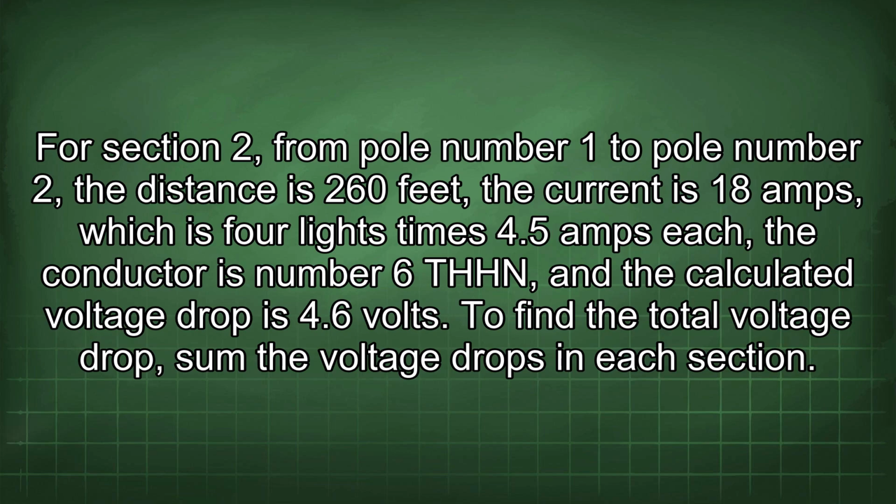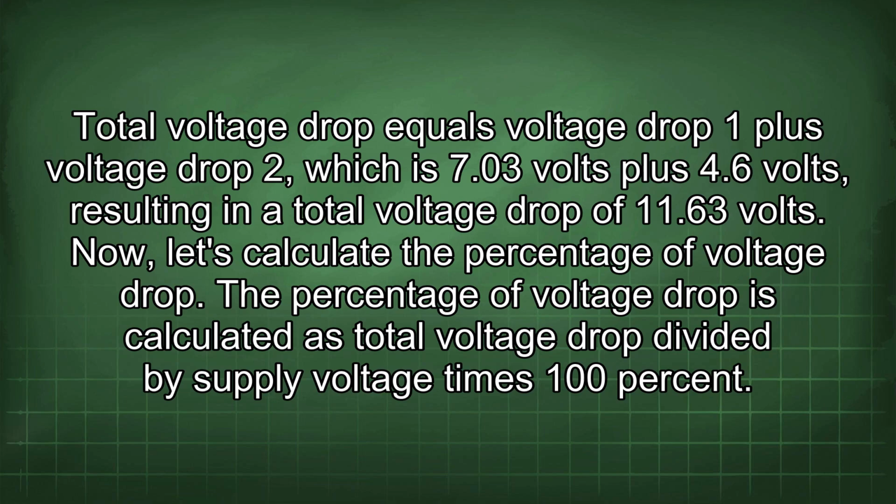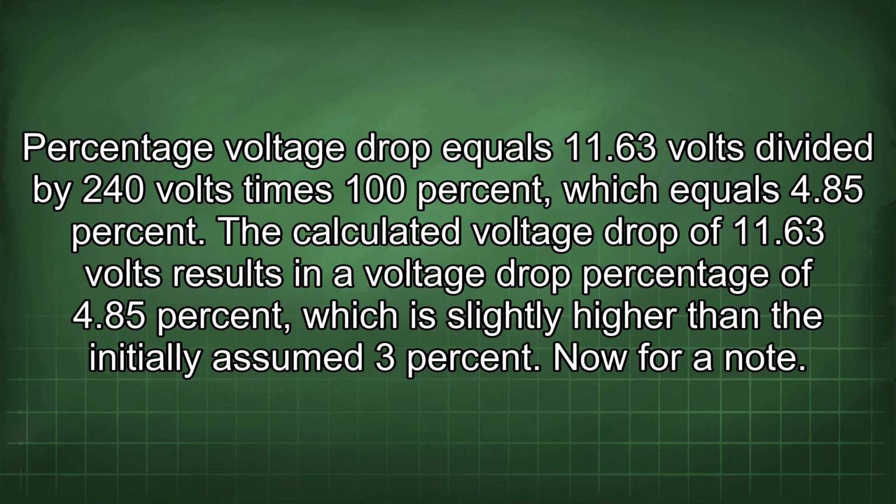To find the total voltage drop, sum the voltage drops in each section. Total voltage drop equals voltage drop 1 plus voltage drop 2, which is 7.3 volts plus 4.6 volts, resulting in a total voltage drop of 11.63 volts. Now let's calculate the percentage of voltage drop. The percentage of voltage drop is calculated as total voltage drop divided by supply voltage times 100%. Percentage voltage drop equals 11.63 volts divided by 240 volts times 100%, which equals 4.85%.